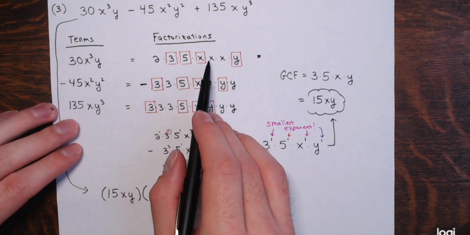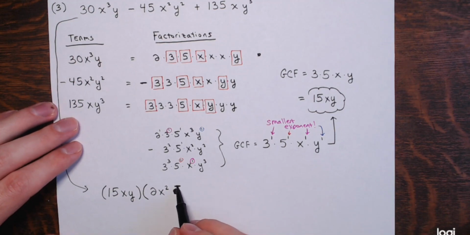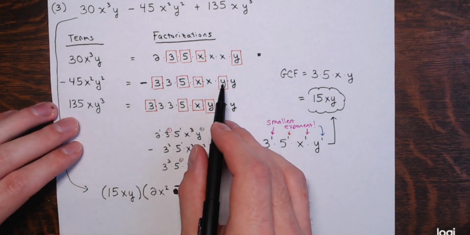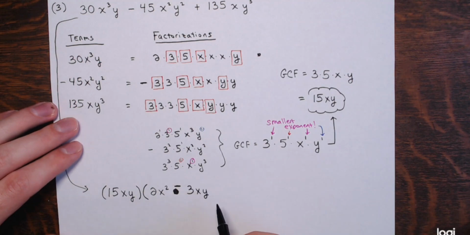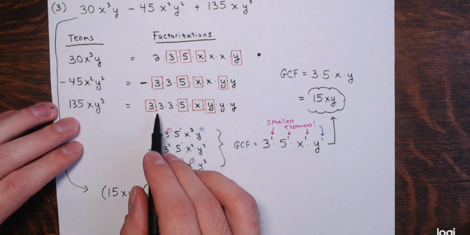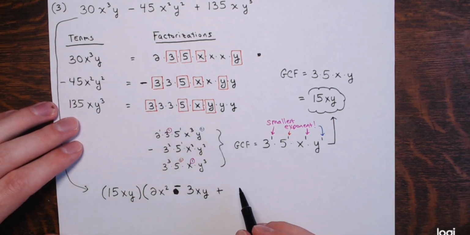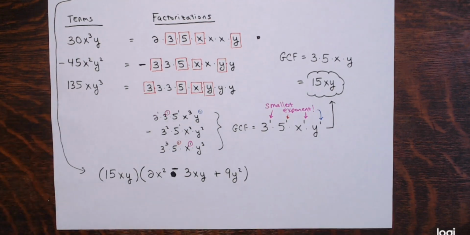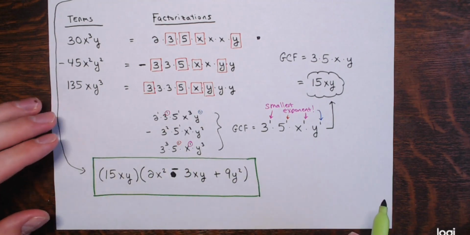First term, you'd have 2x squared, minus. And then the next term, what's left over after removing the GCF is 3xy. And then plus, and then the last term, what's left over when I remove the GCF is 9y squared, 3 times 3 times y times y. And there we go. This is the factored form, right, when I factor out the GCF of the original.